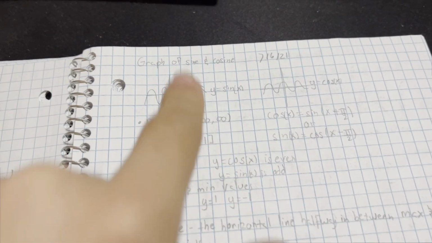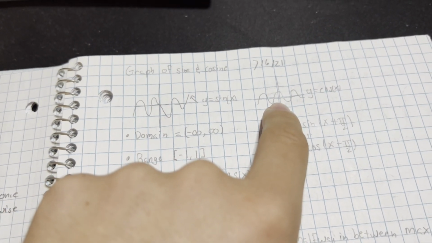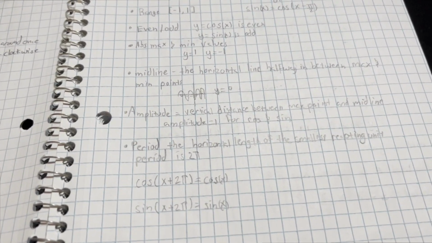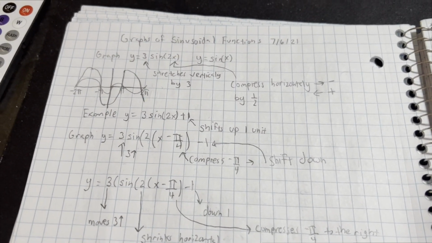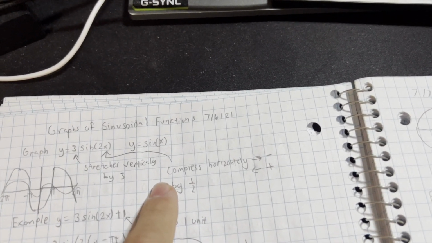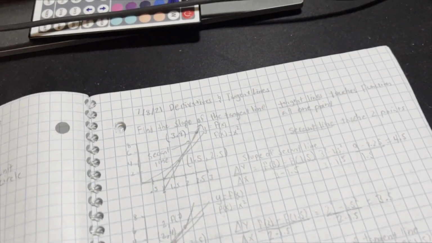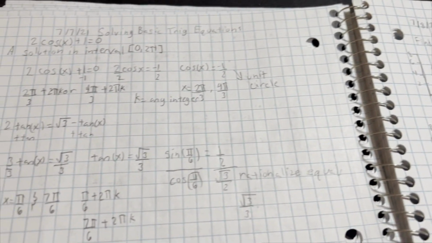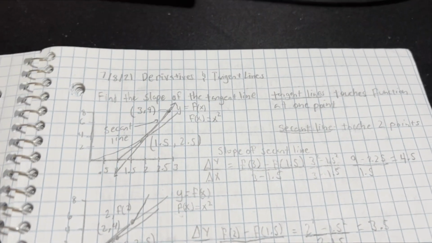Graph of sine and cosine. So this is the sine function all lazily drawn. And this is the sine function, this is the cosine function. What is this? Graphs of sine. What does it say? Graphs of sine use. I can't even read that no more. Graphs of tan, secant, cotangent, and cosecant. Solving basic trig equations. I feel like I did this the year before. I was just reviewing it.